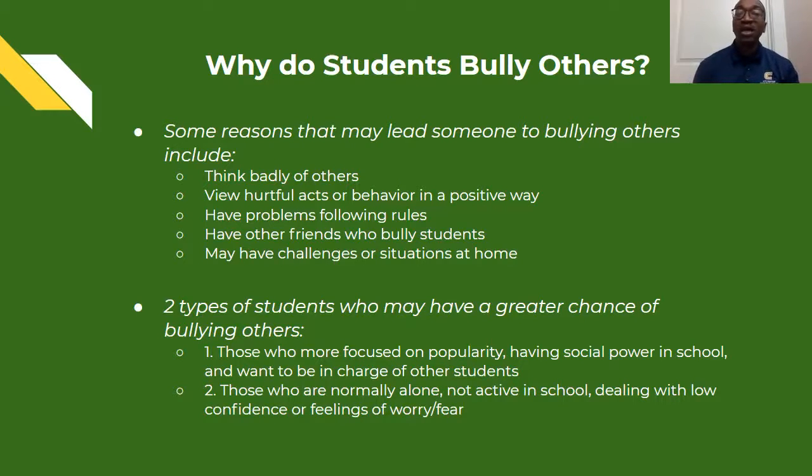So there are two types of students who may have a greater chance of bullying others. The first type is those who may be focused on trying to be the popular person in school, or trying to have that social power in which everyone knows who that person is, and they maybe just want to be in charge of other students. Secondly, maybe those who are normally alone or not active in school are dealing with low confidence or feelings of worry or fear. So they may have their own personal issues, so they can use bullying as a way of taking out their emotions on someone else.